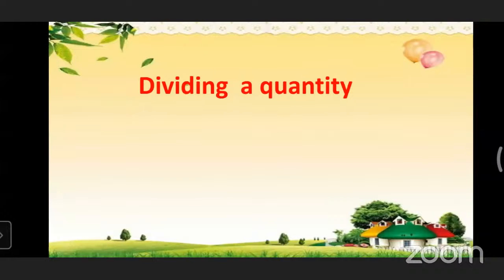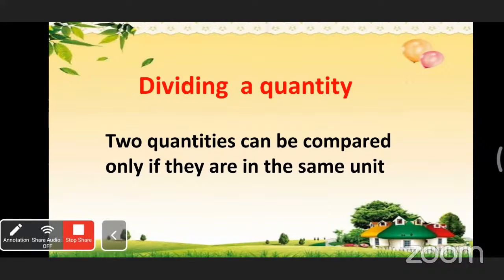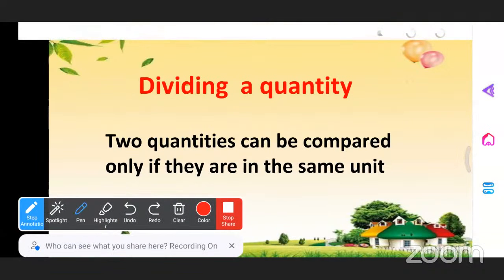Okay, Kana. Now you are clear. That means you take the amount of substance, and comparing the quantities means you just compare the amounts. Okay, Kana. Dividing a quantity: two quantities can be compared only if they are in the same unit.